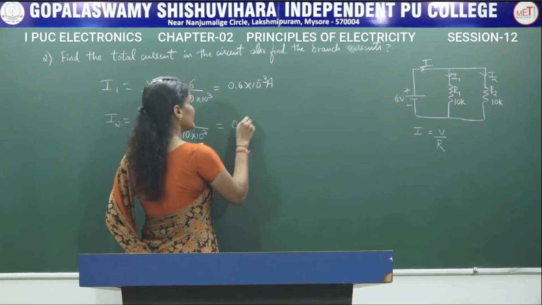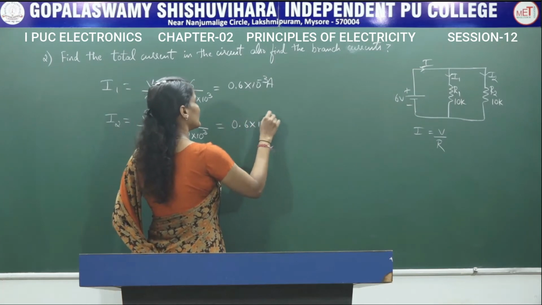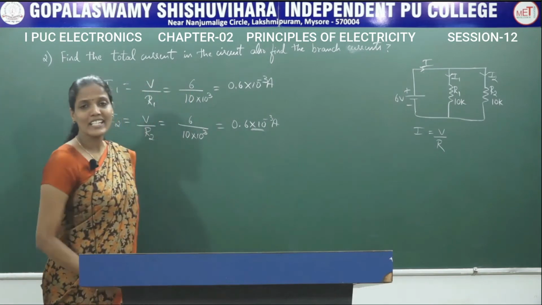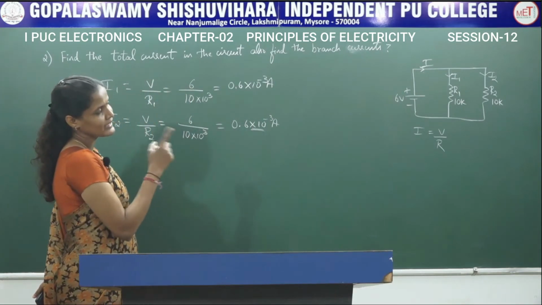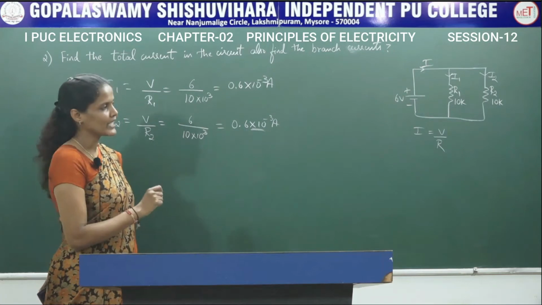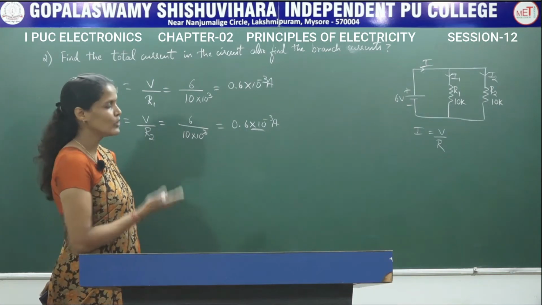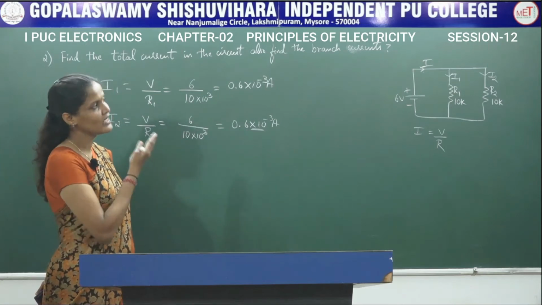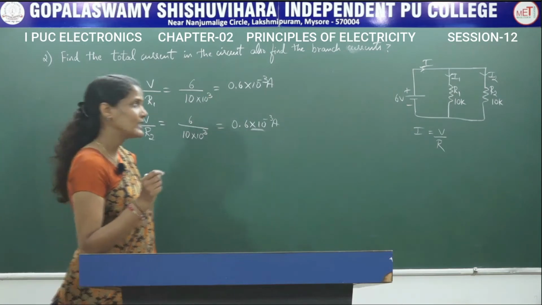So I will be getting 0.6 into 10 to the power of minus 3 amps. Both the values I1 and I2 are the same because the resistance values are the same. Both resistors are 10 kilo ohms, and the voltage across each resistor is 6 volts, so the I1 and I2 values will be the same.